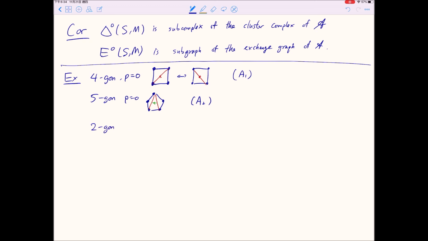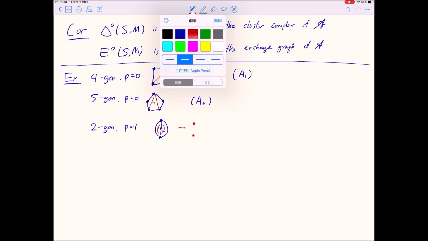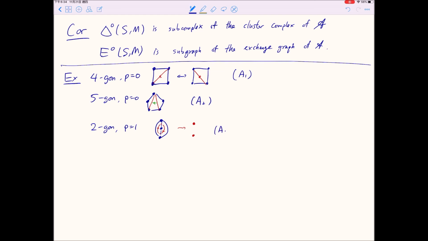How about a two-gon with one puncture? A two-gon with one puncture looks like this. If you look at the mutable part, it will be the quiver joining these two midpoints. But as I mentioned, if you draw the arrows, they actually cancel. So the quiver is really just two dots without any arrows. This will correspond to a cluster algebra of type A1 cross A1.